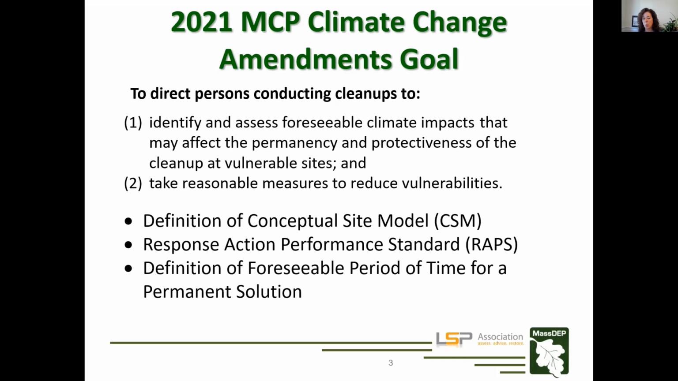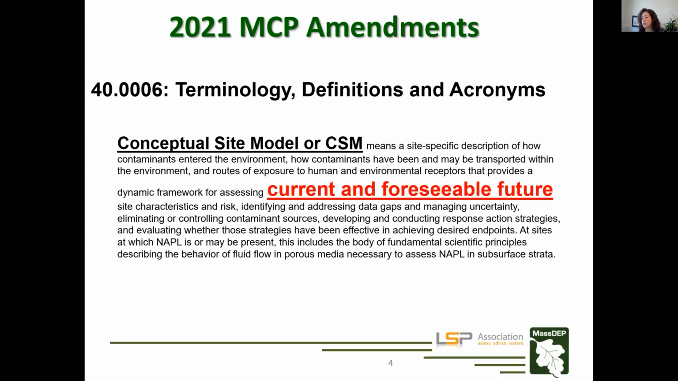In terms of where are the requirements in the MCP amendments to assess climate impacts, they're in the definition of the conceptual site model, in RAPS, Response Action Performance Standards, and in the definition of foreseeable period of time for a permanent solution. So I'm just going to show you a few slides to highlight where the requirements are in the updated amendments.